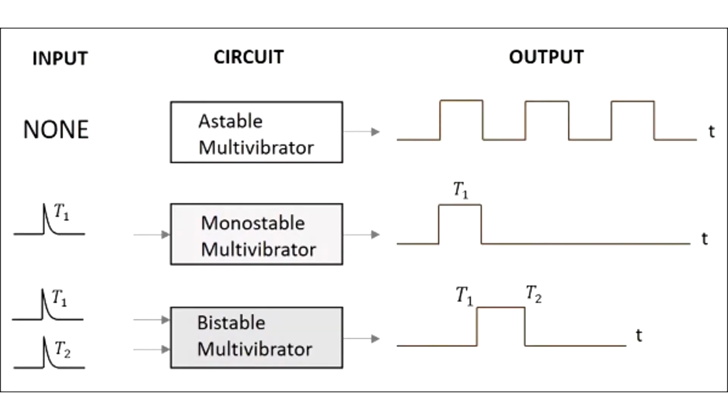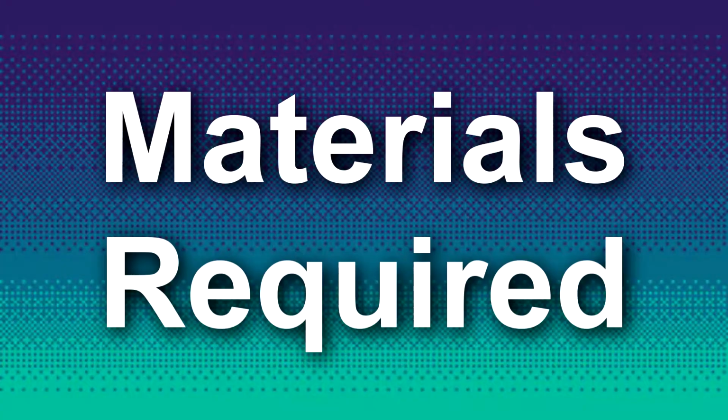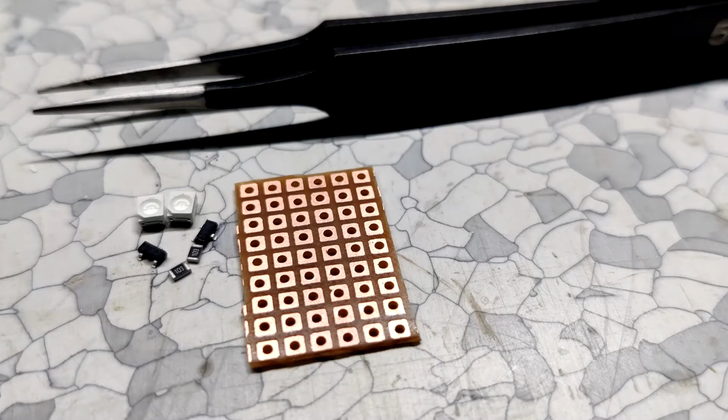Multivibrator circuits are categorized in three types: the astable multivibrator, the monostable multivibrator, and the bistable multivibrator. We're gonna make the bistable multivibrator. So these are the things that you're gonna need for this build.